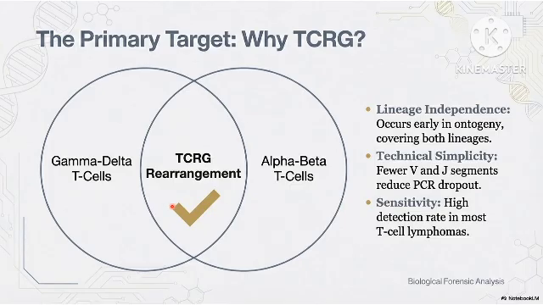So either you take gamma delta T cells or alpha beta T cells, you must have TCR-g rearrangement. So it is a lineage independent marker, occurs early in ontogeny, covering both lineages, and technically also it is simple, with fewer V and J segments. It reduces PCR dropout, and a high detection rate is seen in most T cell lymphomas because of its high sensitivity and simpler structure, as it lacks D segments. Alpha also lacks D segments, but the structure is complex.